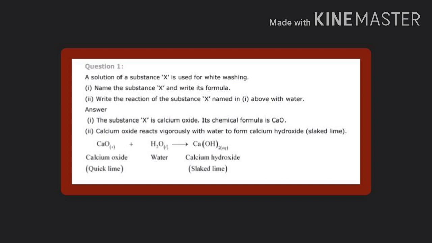First question is, a solution of substance X is used for whitewashing. Name the substance X and write its formula, and write the reaction of the substance X named above with water. So the X is calcium oxide used for whitewashing. That is your quicklime. Okay, that is CaO.